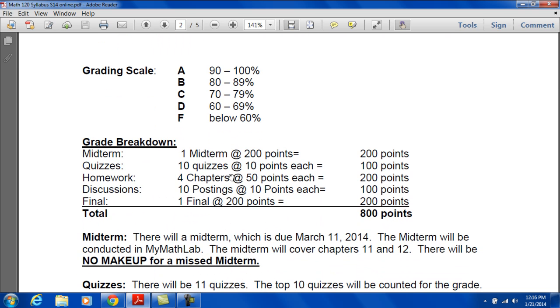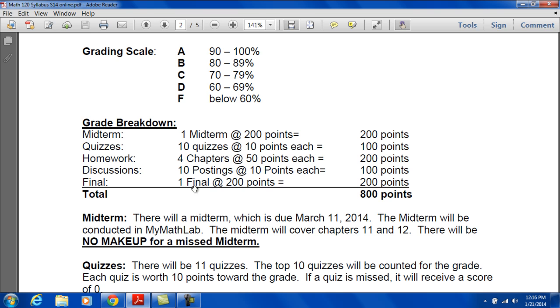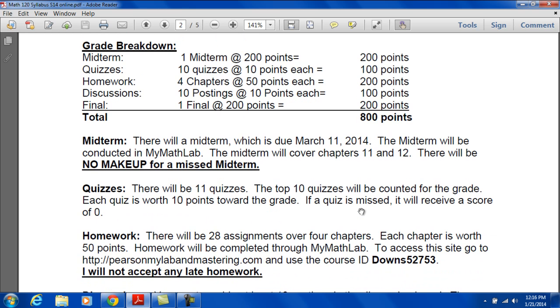Standard grading scale there. Midterm is 200 points. Quizzes 10 at 10 points each for 100 points. Homework 4 chapters at 50 points each, and discussions 10 postings at 10 points each. So you could do more than 10 postings, by the way, but you need 10 real postings to count for your grade. Quizzes, there'll be 11 quizzes. The top 10 count for the grade, and the final will be 1 at 200 points. So a total of 800 points.